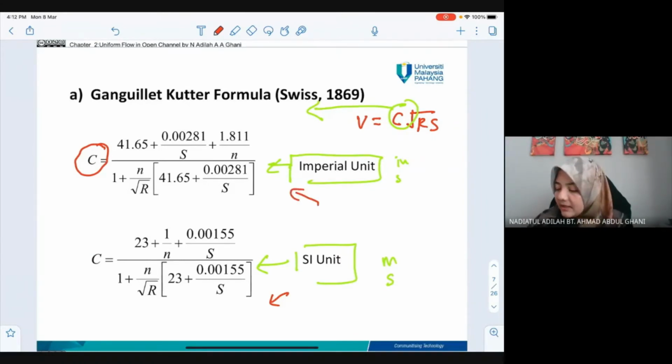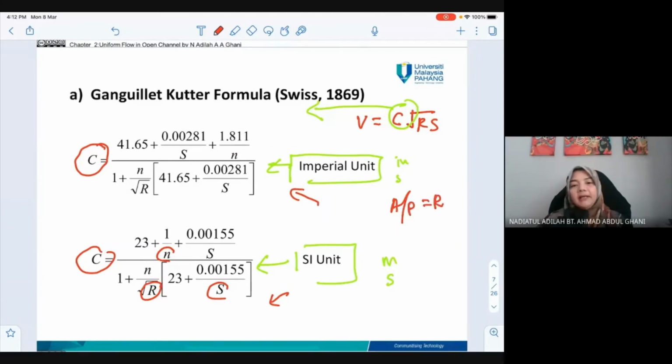So if you see here, in this C formula also have N and S. S is the slope, N is the roughness of the channel, dia akan bagi given dalam question. And also have R. R is based on the type of the channel, which is A over P. Ini untuk dapatkan R.